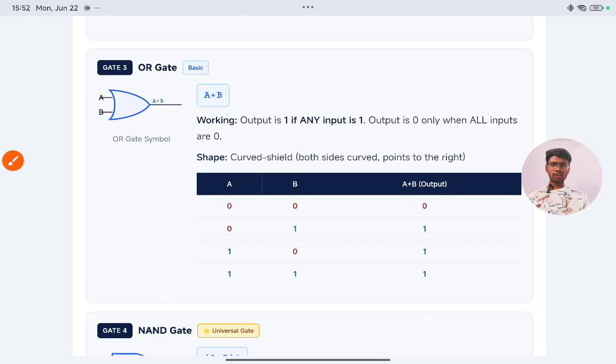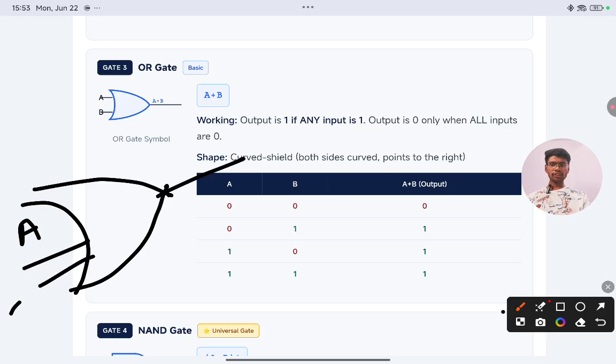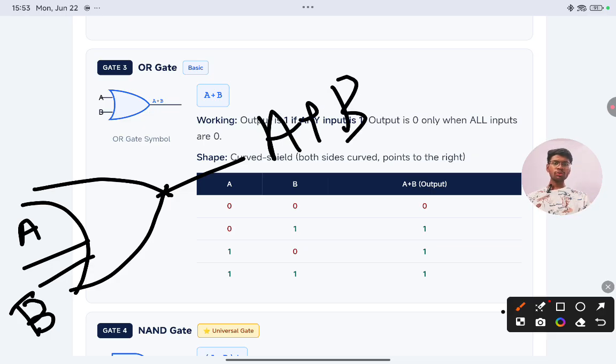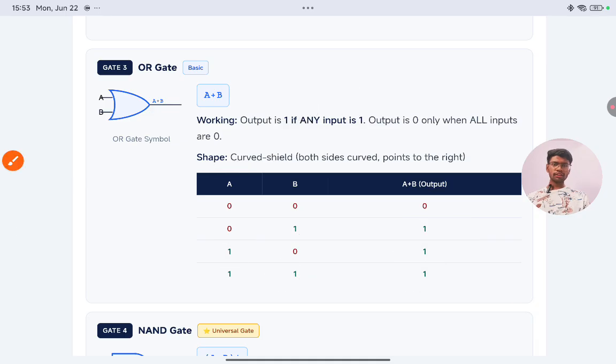There is an OR gate. The OR gate is like a curved shield type of structure you can draw. So if you pass in A here, you pass in B here, it will give you A plus B. We know the rule. Even if one is 1, it will give 1. If both are 0, it will give 0. The opposite of your AND gate is the OR gate. The other basic gate is mentioned.